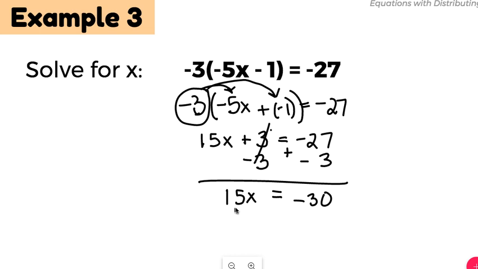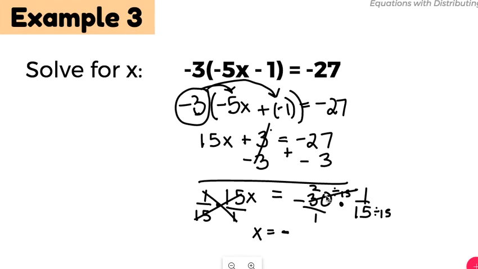So now I've got my multiplication I need to undo. Remember, we undo multiplication by multiplying by the reciprocal on each side. On my left side, everything cancels and I get x. On the right-hand side, I have a negative times a positive, so my answer will be negative. I'm actually going to cross simplify here. Divide each of these by 15. I end up getting 2 and 1, so I end up with -2 as my answer.